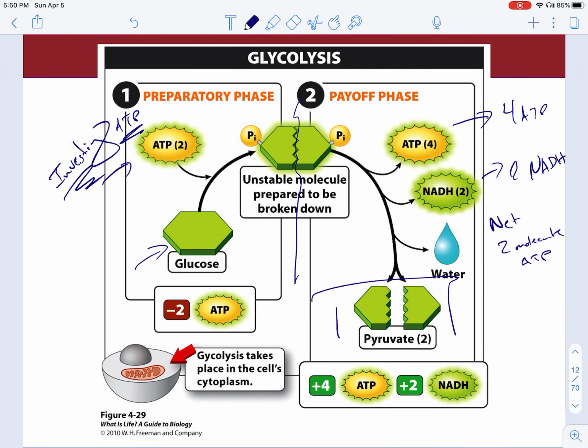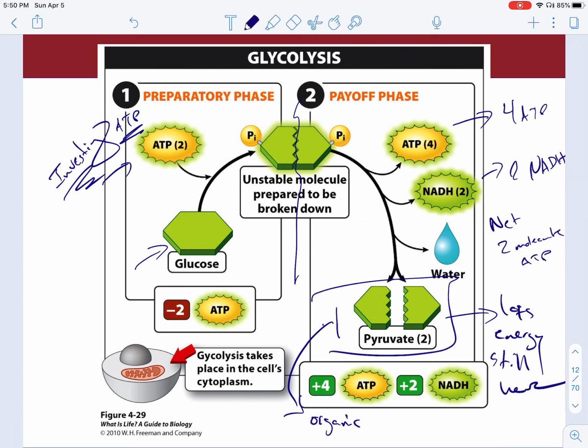And you form 2 molecules of pyruvate, and there's lots of energy still in that pyruvate. So in glycolysis, the net is an organic compound, ATP and NADH. Now you make 4 molecules of ATP, but since you invested 2 molecules, your net is 2 molecules of ATP.